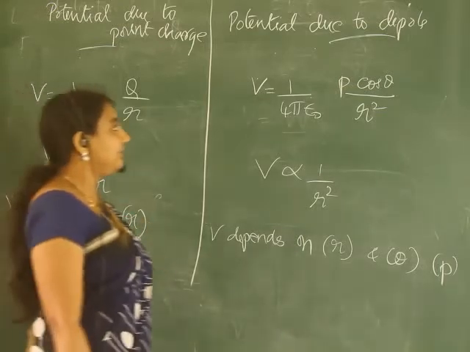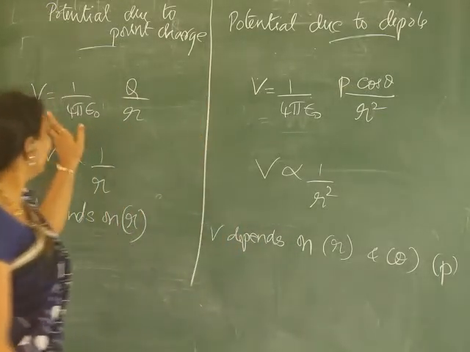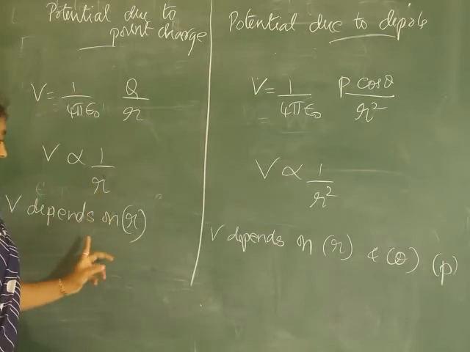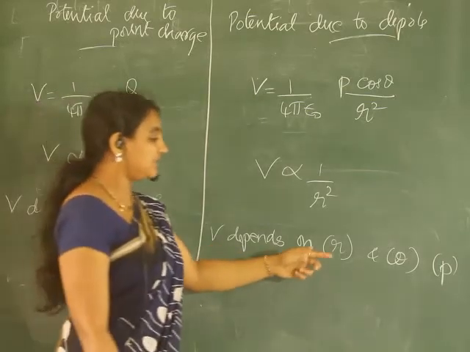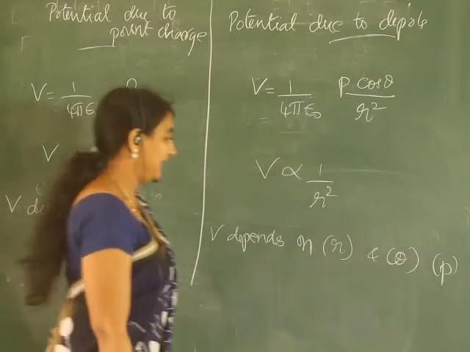Enough. Only three differences we can say over here. That is, the expression is inversely proportional and it depends upon the R only. Here it depends upon R, theta and P.